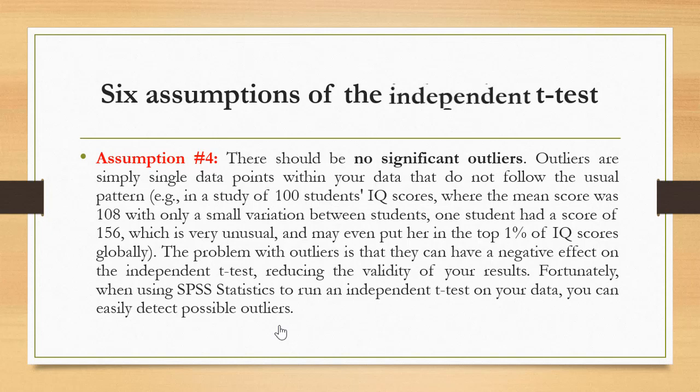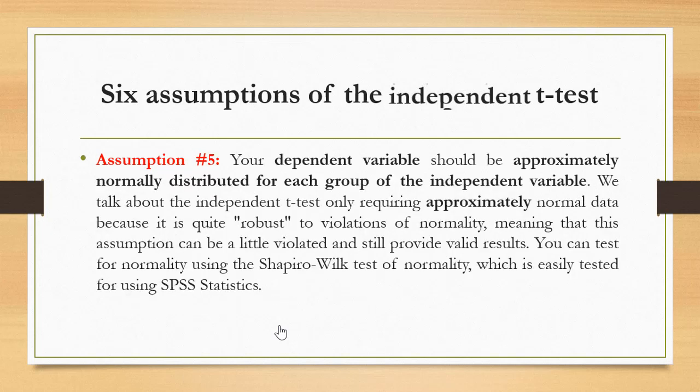Otherwise, you have to check for mistakes in entering data, or use non-parametric tests. Assumption number 5, your dependent variable should be approximately normally distributed for each group of the independent variable. So here we talk about approximately normally distributed. We are not talking about exactly normally distributed for each group of the independent variable. The independent t-test only requires approximately normal data, because it is quite robust to violations of normality, meaning that this assumption can be slightly violated and still provide valid results.